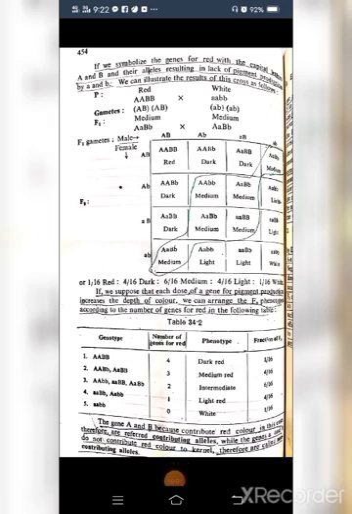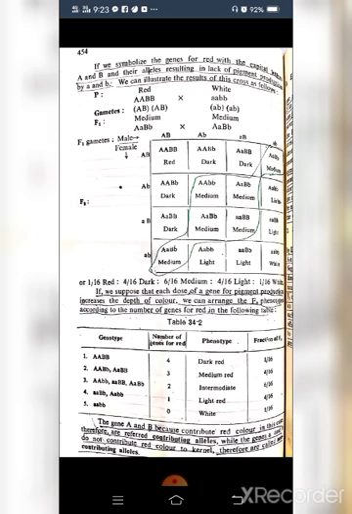Second one: capital A, capital B, small b, capital A, capital A, small b, and capital B. The number of red genes is 3, so the medium red is produced, and fraction 4. Third one: capital A, small b; next, small a, capital B; next, capital A, small a, capital B, small b. Then the number of red genes is 2, intermediate color is produced, and the number of plants is 6.